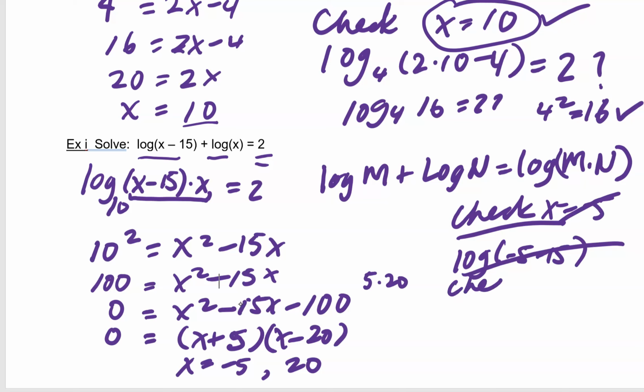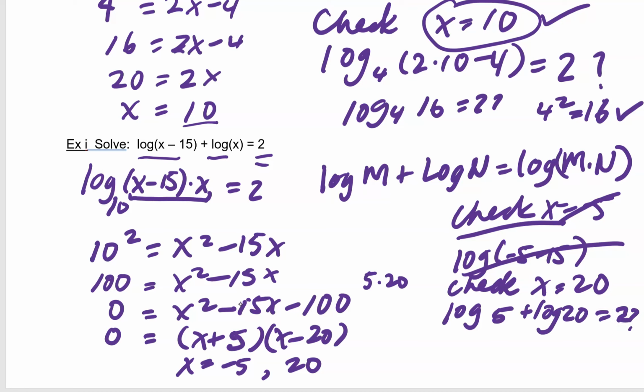But if we check the other factor, that x is equal to 20, we're going to see then that log of 20 minus 15 is 5, plus log of 20. Is that equal to 2? And if we put the logs together, we get log base 10 of 5 times 20 is going to give us 100 inside. And when we think the power needed to change 10 into 100, so 10 to the second power gives us 100, that does check. And so x is equal to 20 is a good solution.